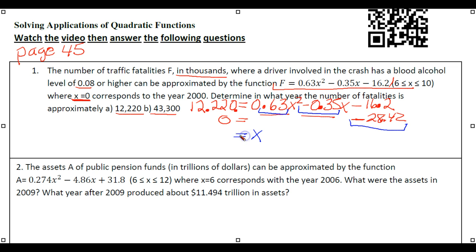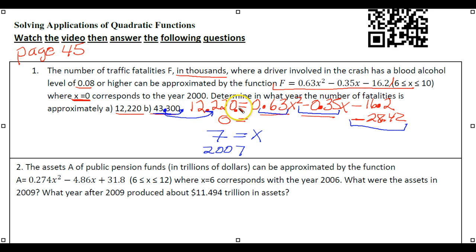X equals 7. So if this is the year 2000, this one is the year 2007. Now for the next one, we're just going to put this value here. And again, we have to change the place of the decimal. Move it from there to there.